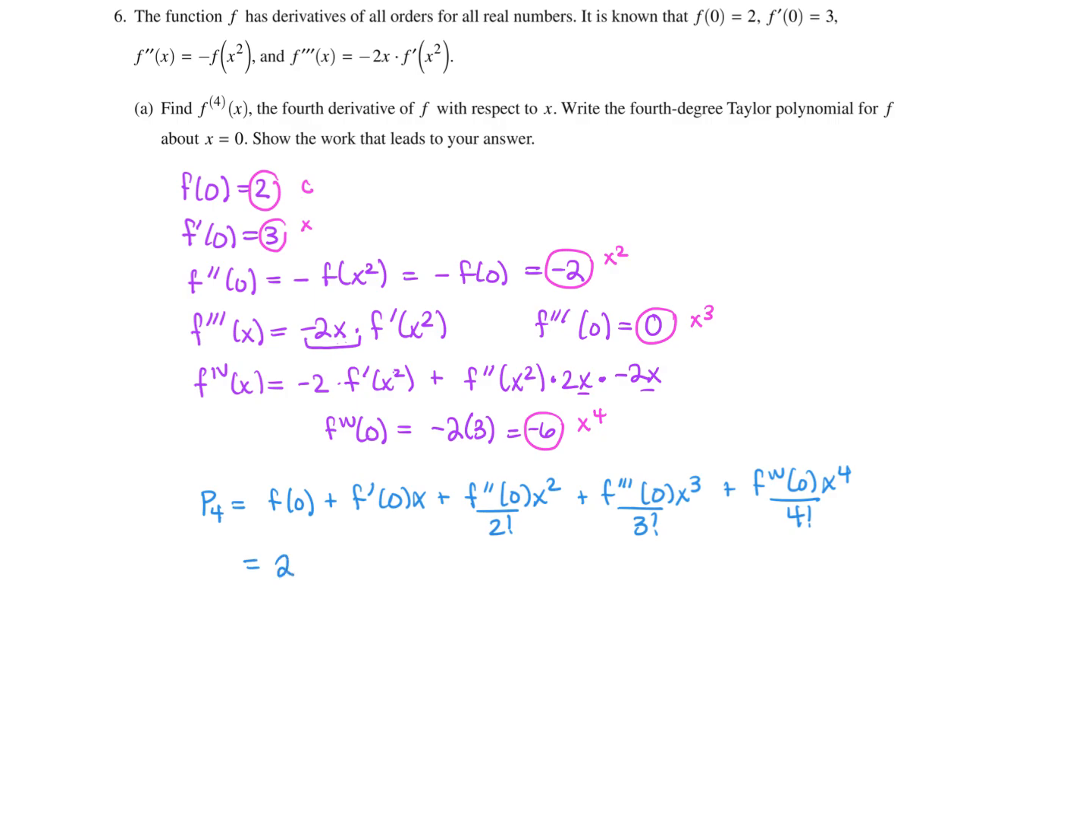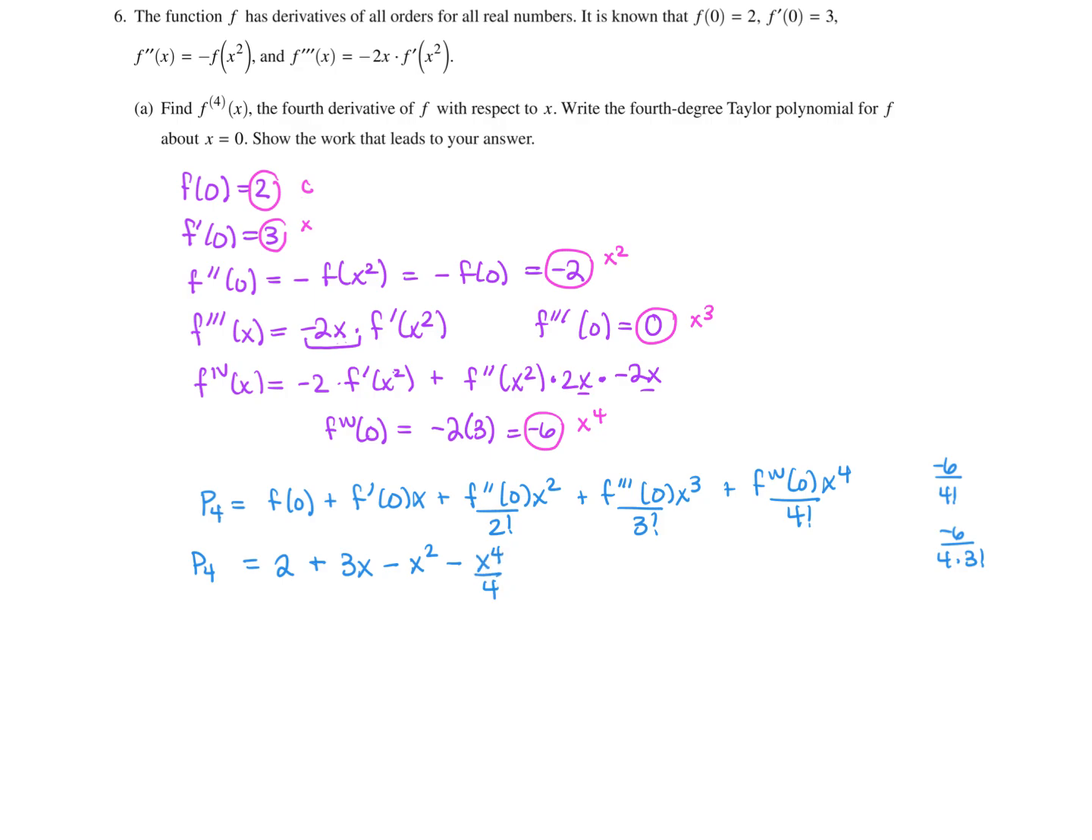F of 0 we found to be 2. F prime of 0 is 3. F double prime of 0 was negative 2. So negative 2 divided by 2, the 2's cancel. The third derivative is 0, so that one's completely gone. And the fourth derivative is going to be negative 6 over 4 factorial. So that's negative 6 over 4 times 3 factorial, which leaves us with negative 1/4. So x to the fourth over 4. So there's our P4 Taylor polynomial. I'm going to copy it and move it to the next slide.